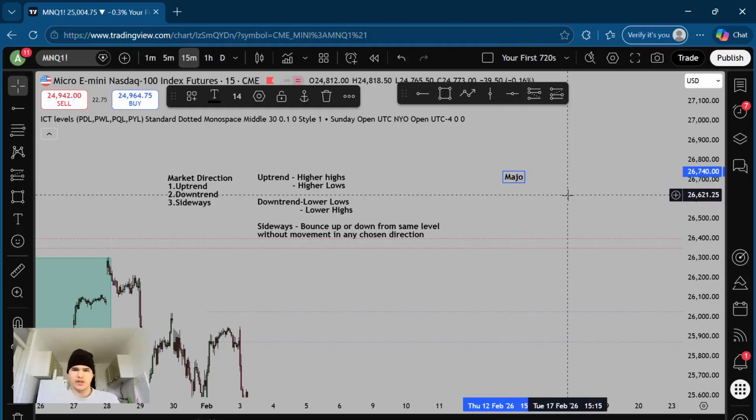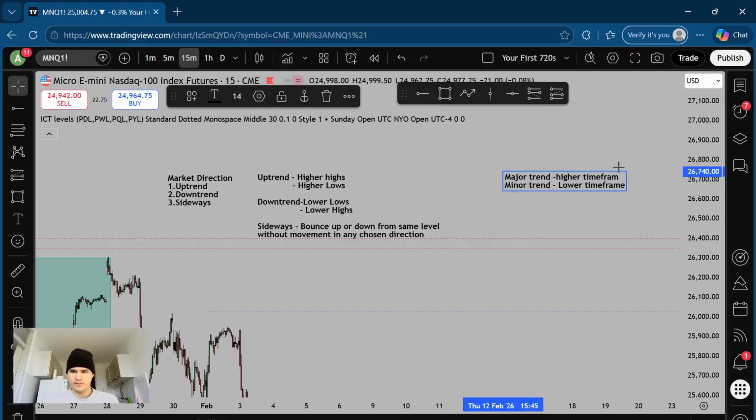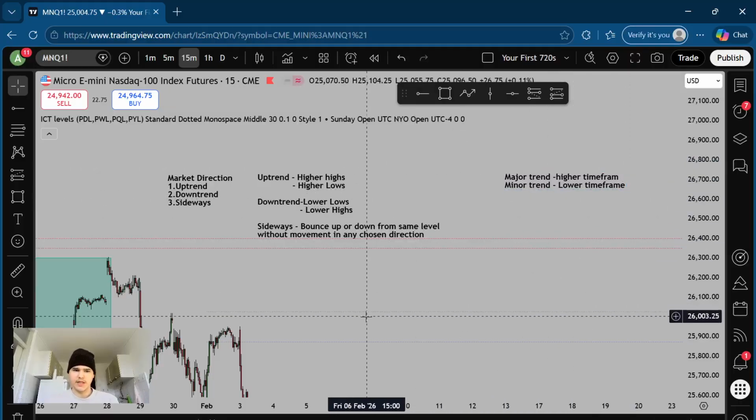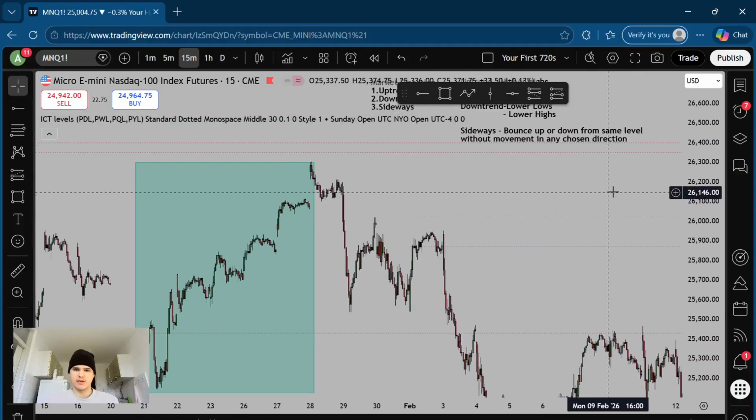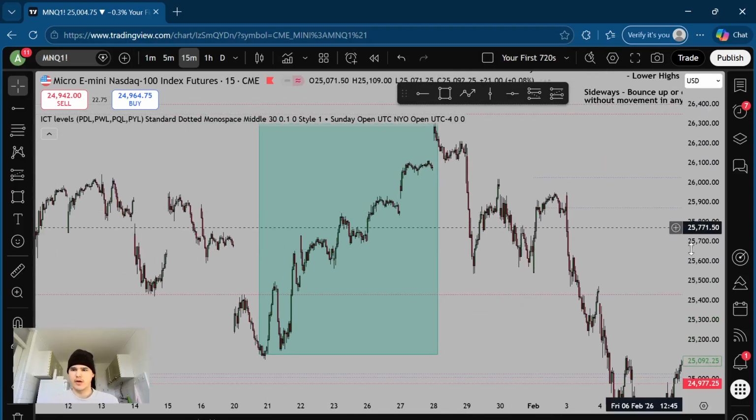We have a major trend, which is our higher time frame, and a minor trend, which is our lower time frame. Okay, so a major and a minor trend. Now you may be asking, what is a major and a minor trend?